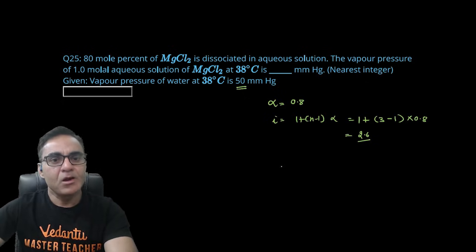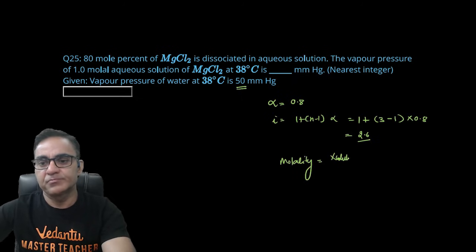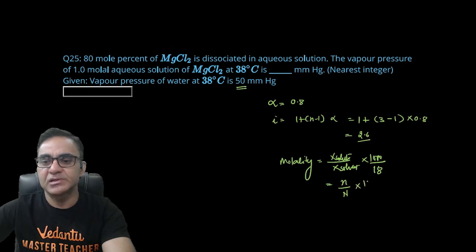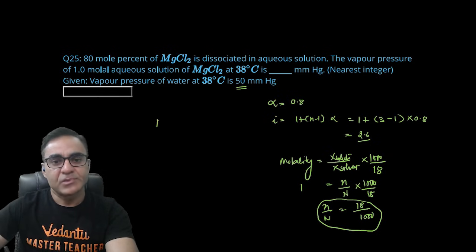Okay, if you remember, there is a relationship between molality and mole fraction. I can write X solute upon X solvent into 1000 upon the molecular weight of the solvent, which is water, so here we can write 18. X solute upon X solvent can be written as small n upon capital N into 1000 divided by 18. Molality is given as 1, so small n upon capital N is equal to 18 upon 1000. So you got this value. This is needed to calculate the relative lowering of vapor pressure. But I am using this formula: P0 minus P upon P is equal to small n upon capital N into i.